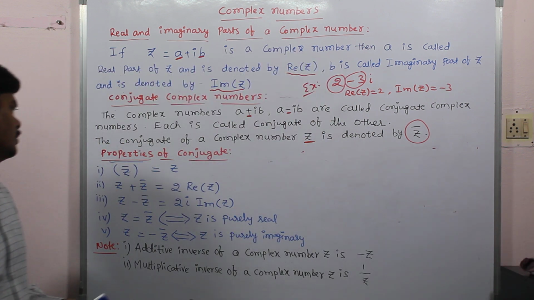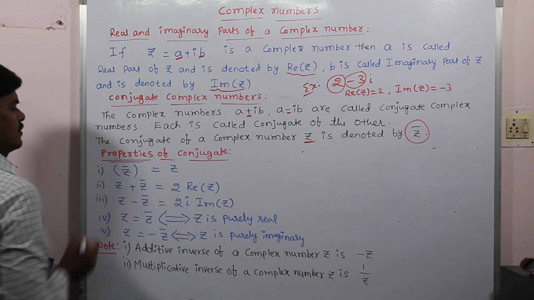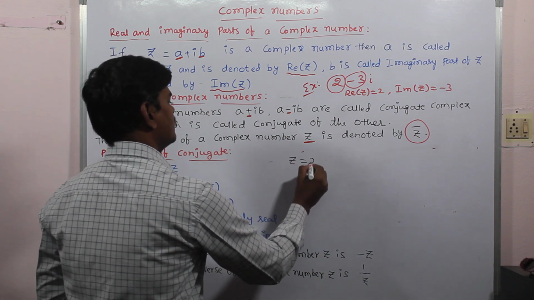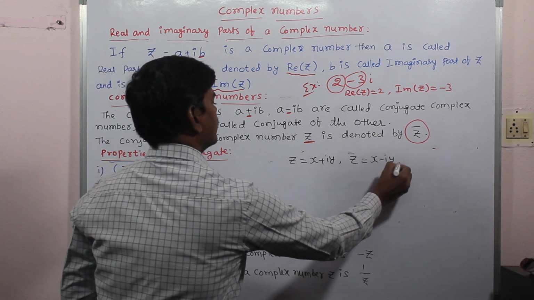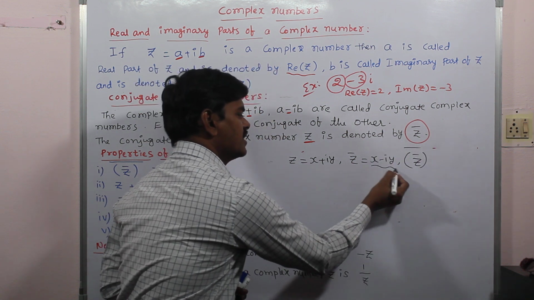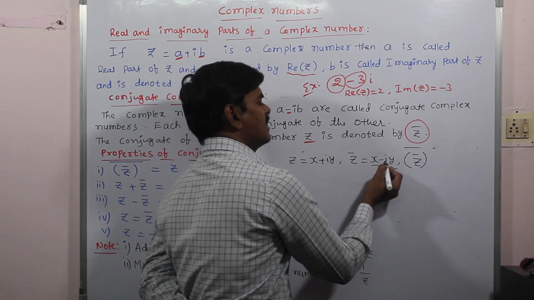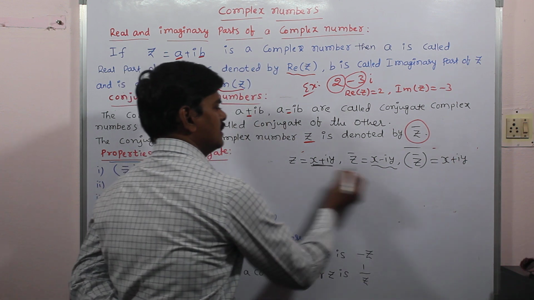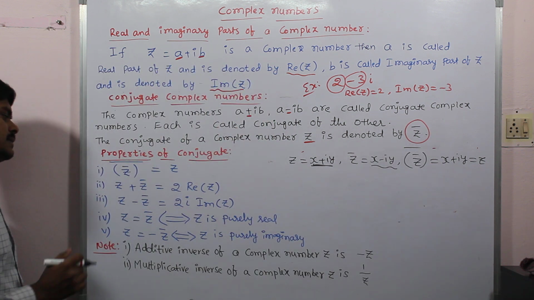Next, moving on to properties of conjugate. The conjugate of z bar, that is z bar whole bar. Suppose z = x + iy. Then z bar is x - iy. The conjugate of z bar means you change the sign of the imaginary part in x - iy. If you do so, you get x + iy. Again you got z. So z bar whole bar is z.